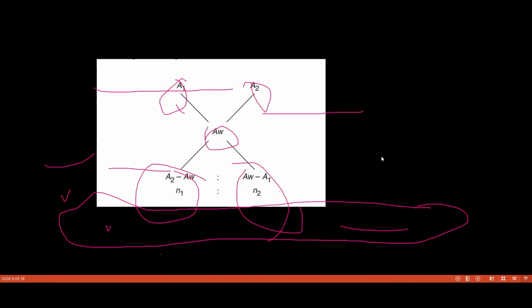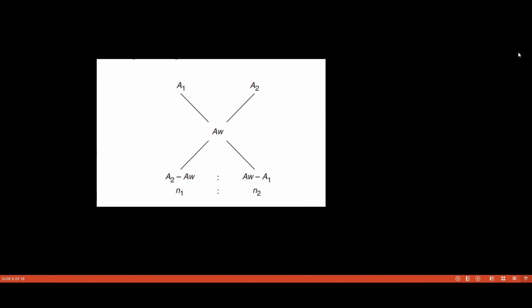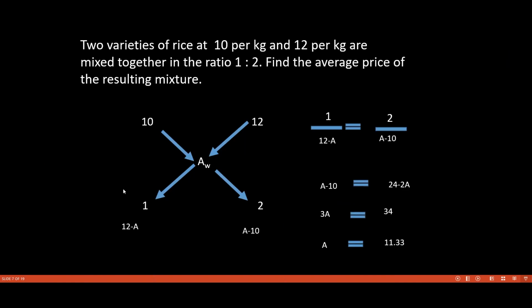So let's move on and see how we can use this method to solve our questions. The question is: two varieties of rice at 10 per kg and 12 per kg are mixed together in the ratio 1 is to 2. Find the average price of the resulting mixture. So we write one price here, that is rupees 10 per kg, and another price here, that is rupees 12 per kg.